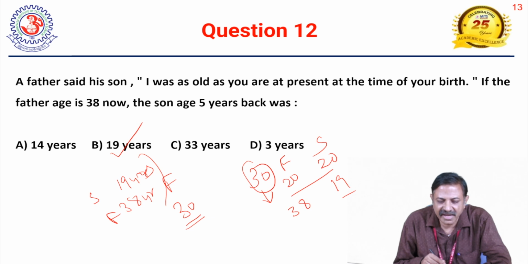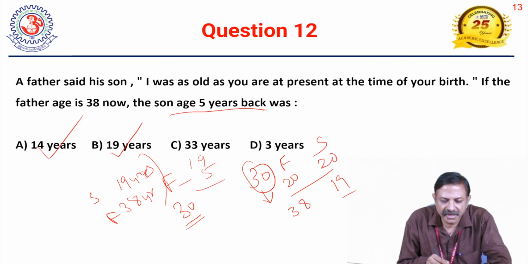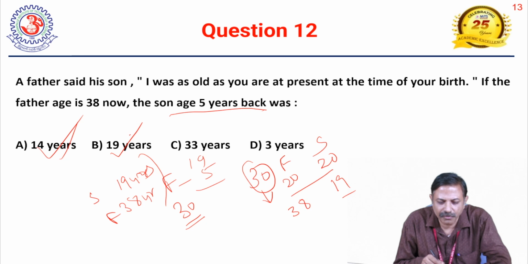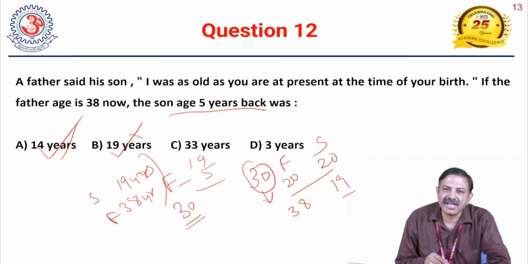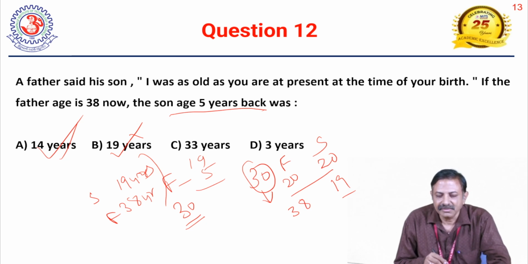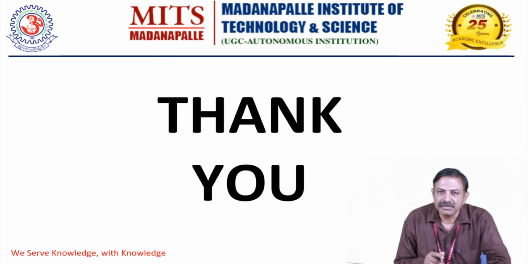But what is it asking? What is the age of the son 5 years back? 5 years back means 19 minus 5. The answer will be 14 years. So you should not go for 19 years, you should go for 14 years. Why? Because what is the age of the son 5 years back? 5 years back, the age of the son is 14 years. Thank you very much to all of you.